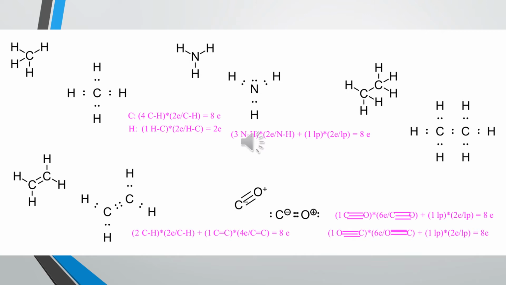What else do we see in this slide? We see the possibility of double and triple bonds and how these are counted. So for instance, for ethylene, the count for carbon is 2 carbon-hydrogen bonds plus 1 carbon-carbon double bond, which is worth 4 electrons for a total of, again, 8 electrons. For carbon monoxide, we see 1 carbon-oxygen triple bond worth 6 electrons and a lone pair, again, for a total of 8.